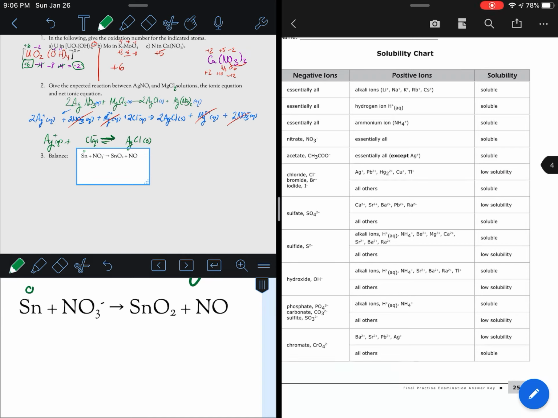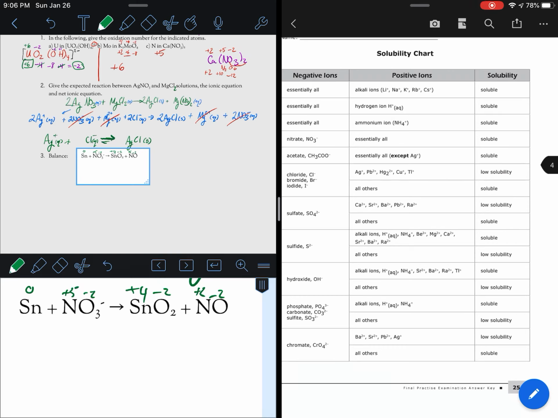So I've got an oxidation state of 0. I've got an oxidation state of +4. The oxygens are all -2 here. This is an NO3 minus, so I've got a +5 from my nitrogen here, and I have a +2 on my nitrogen over here. So the nitrogen has gained 3 electrons, and the tin has lost 4 electrons. So they want us to balance this.